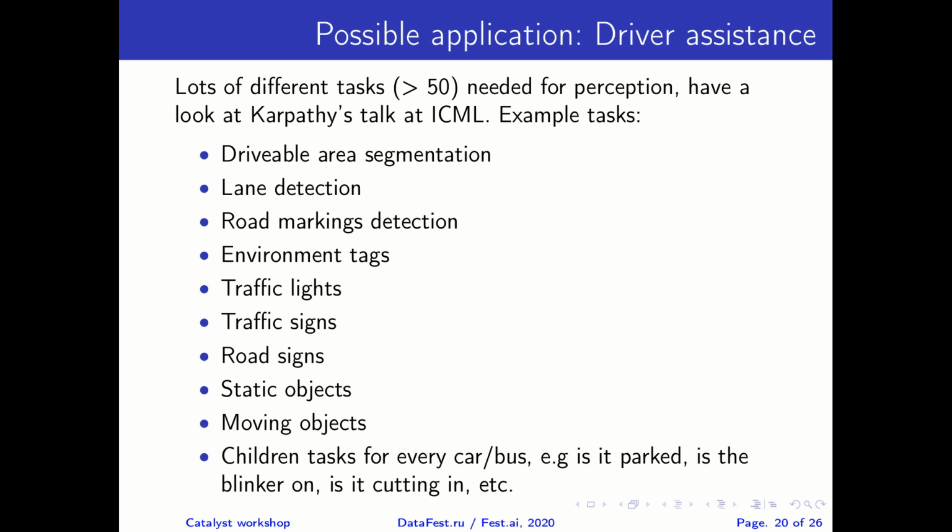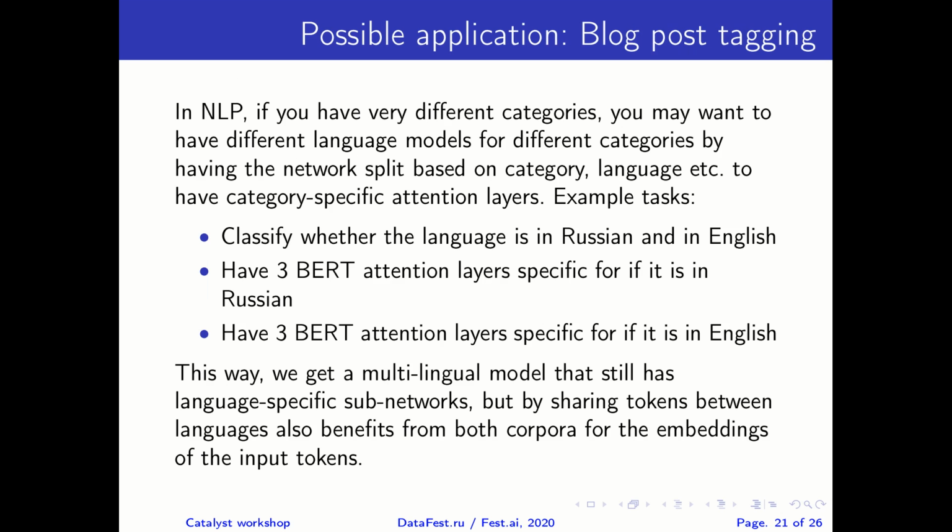So example tasks here would be drivable area segmentation, lane detection, road markings detection, environment tags, traffic lights, traffic signs, road signs, static objects, moving objects, and children tasks for everything. For example, for every car: is it parked, is the left blinker on, is the right blinker on, is it cutting in. Lots of different tasks could be needed for driver assistance.